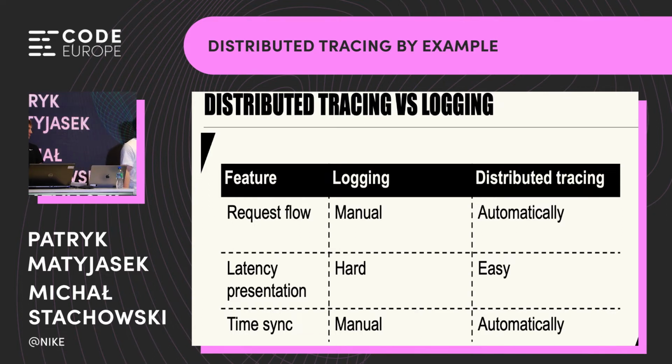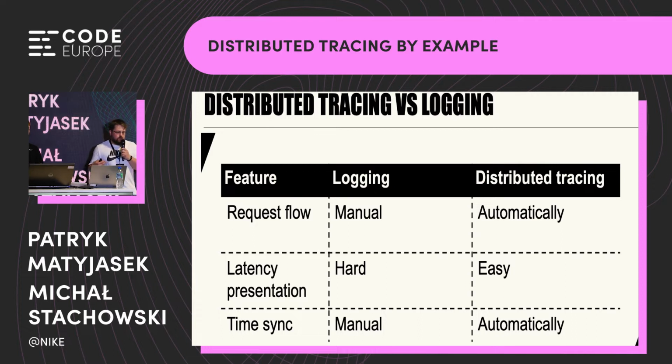For logs, it is very hard to achieve, and we need to achieve it manually because we need to provide something like, let's say, a trace ID, which is automatically done in distributed tracing. How to present latency? It is very hard for logging, because at first we need to find the proper log stream for the service which took a lot of time, and then we need to count how much time we spent in this single service. In distributed tracing, it is very easy because we are operating on a request duration and time synchronization.